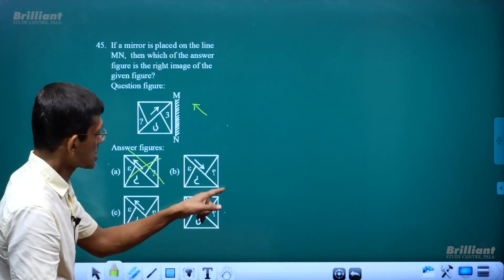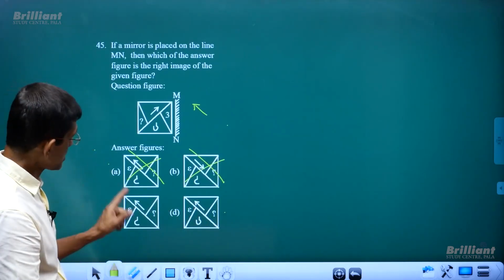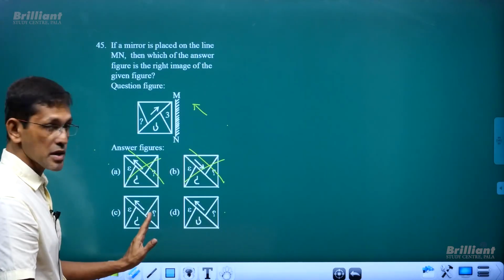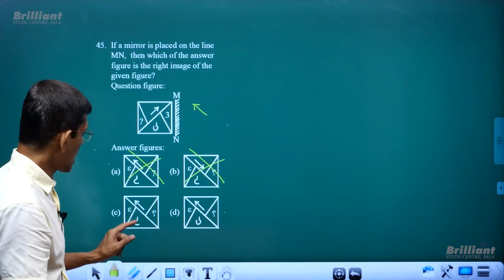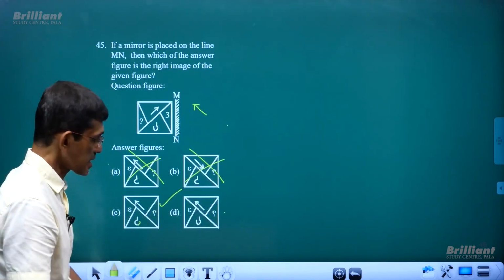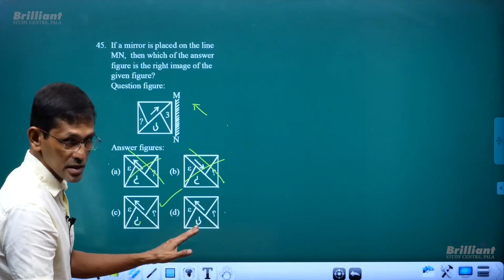Here the arrow is going down. It's not the case. And this is the arrow going up. That is perfectly all right. The question mark is on the side away from the mirror. That is correct as well. Then 3 is correct as well. And this hook is correct. So the answer is C. And D, if you want, you can take a final look at D.